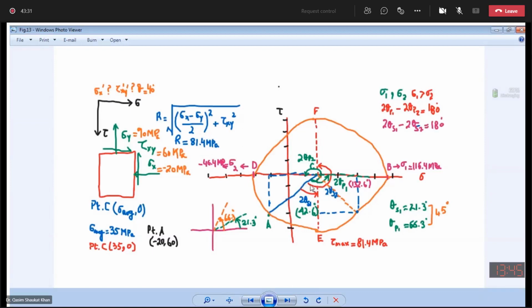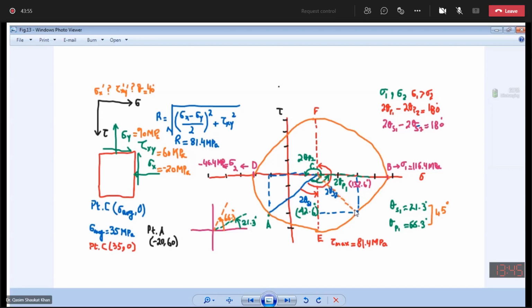Let's say this is 42.6 degrees. So approximately somewhere here in the mid, it will be 40. So 42.6 plus 39.4 should give you the 80. So you can do this measurement with the help of the protractor. And approximately I have marked this point here, P.